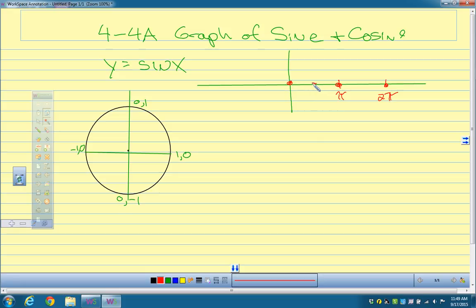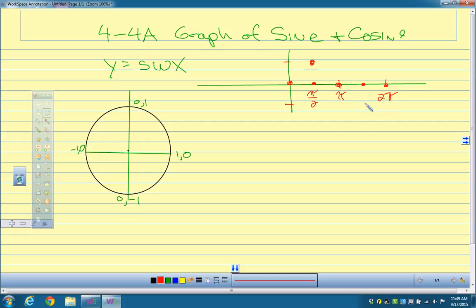So maybe this point up here, which would be halfway between 0 and pi. What's halfway between 0 and pi? Pi over 2, but what's the value of sine? That's right, 1. So it goes up to 1 here as I get to pi over 2. When I go around the unit circle some more and get to 3 pi over 2, where does my graph go? Negative 1, okay?